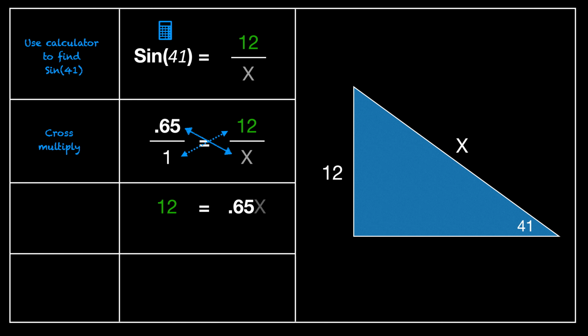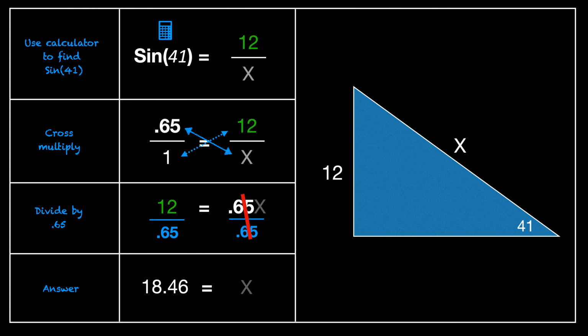So what would you do in a normal problem? We're going to eliminate that 0.65 and isolate x. So we're going to divide both sides by 0.65. So that cancels out the 0.65. And so now we have x equals 12 divided by 0.65. Go ahead and put that in your calculator, and that gives you 18.46. So x equals 18.46. That is our answer.